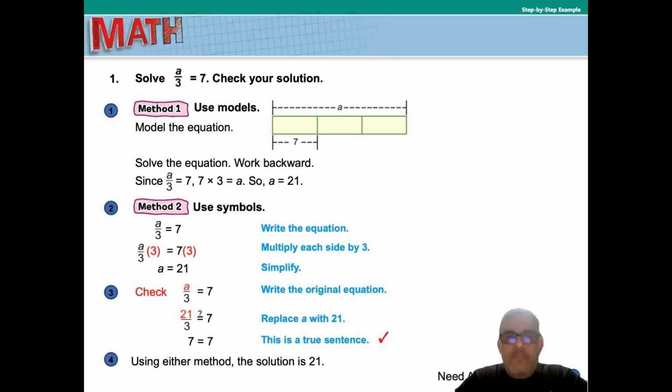So let's look at this model. Remember that the top piece is the total. The total happens to be our variable a. Why 3 boxes? Because that's the number of groupings. How many in each box? 7. So technically all you have to do is add 7 3 times. And what are you going to get? 21.